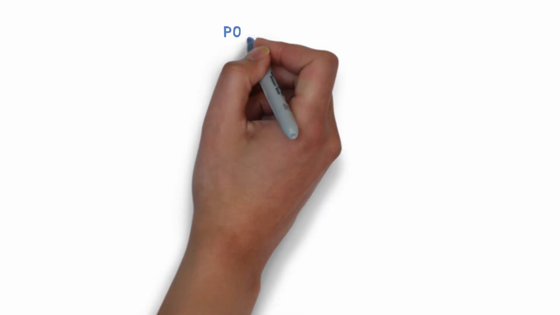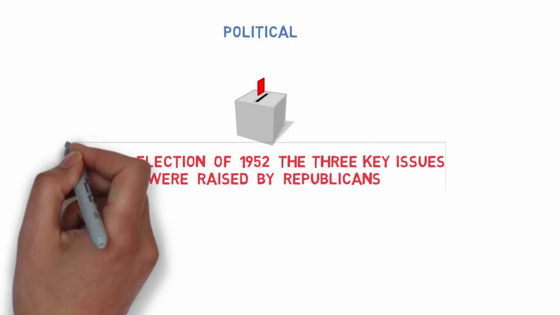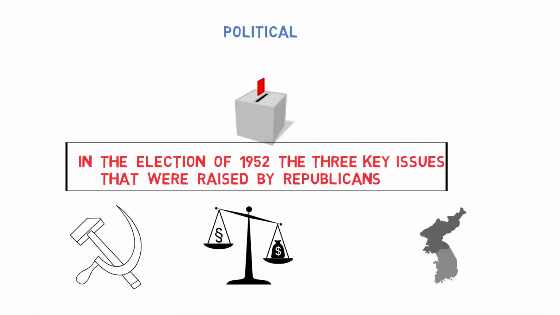Political. In the election of 1952, the three key issues that were raised by Republicans were communism, corruption, and Korea. This emphasizes the fear of communism in America at this time.